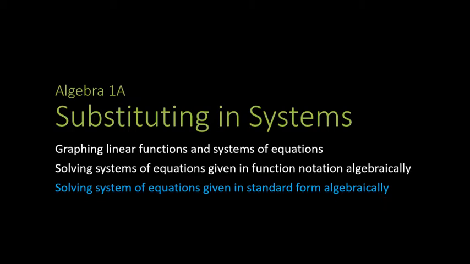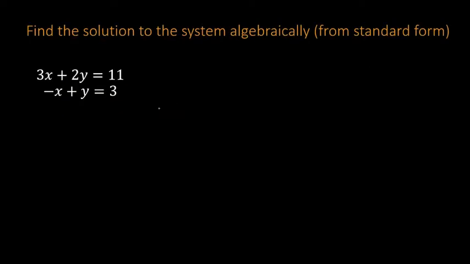Let's finish up with solving systems of equations that are given in standard form, and we're still going to work on doing algebraic solutions. So standard form, remember, is something that's given in the form ax plus by equals c. So you have your variables on the same side of the equation with some coefficient, and then your constant on the other side. So what do we need to do differently here?